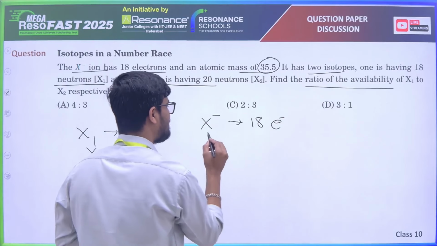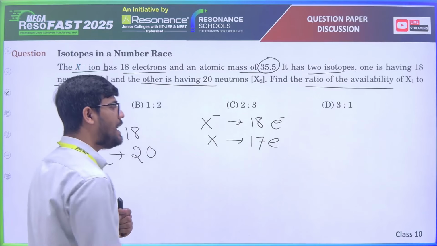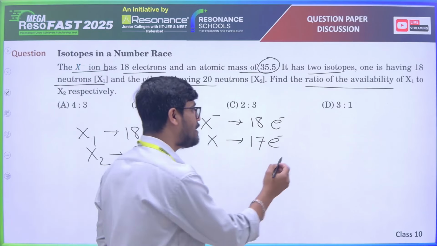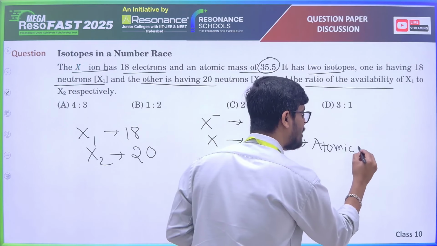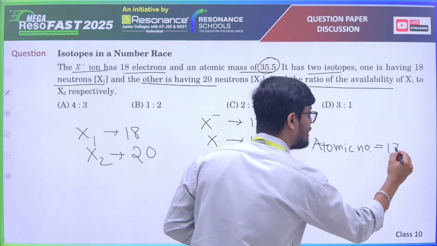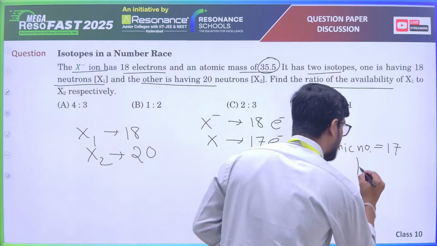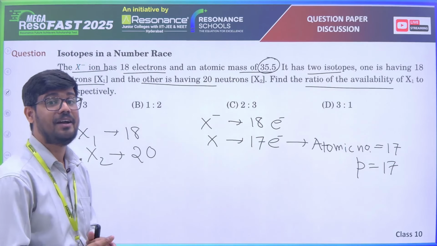So that means X will have 17 electrons, correct? If X has 17 electrons, it has atomic number 17. And atomic number 17 means the proton number is 17. Okay, so the number of protons will be 17. So now how will we get the mass?